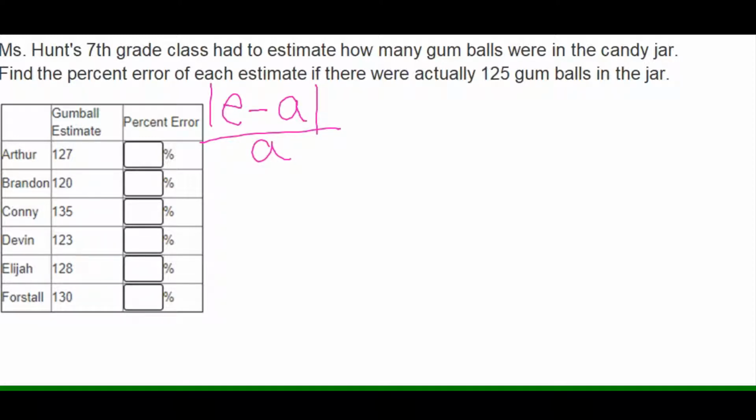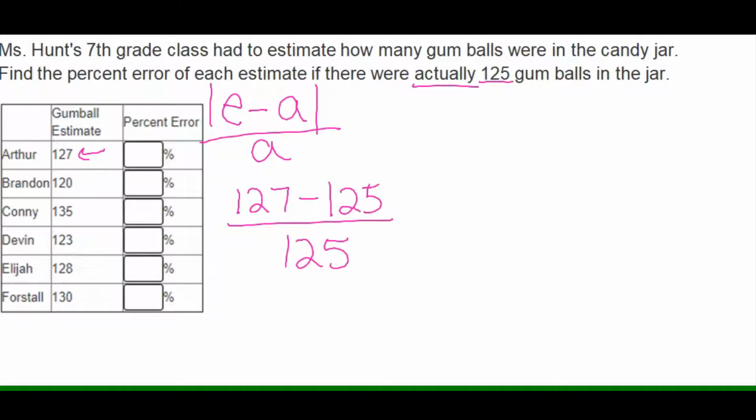percent error. To figure out the first one for Arthur, our estimated value is 127 and our actual value is 125. So I'm going to substitute that information in. I'm going to put it over 125 because here is our E, which is the estimated, minus the actual over the actual. So when I subtract this, I get 2 over 125.